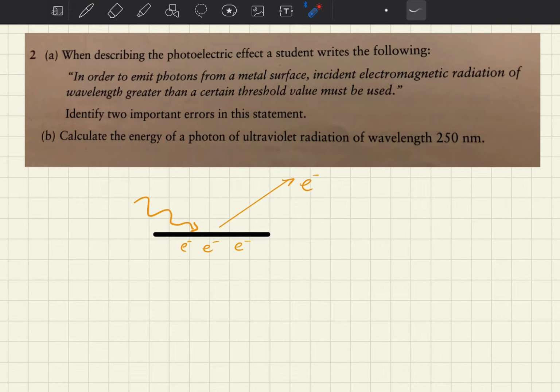So the first one is emit photons. So we're not actually emitting any photons. We already have the photons, and they're incident on the metal, and then the metal emits electrons. So that's error number one.